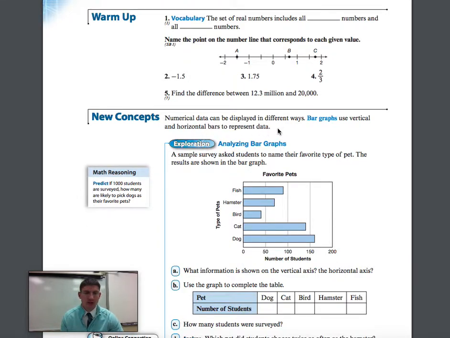Numerical data can be displayed in different ways. Bar graphs use vertical or horizontal bars to represent data. We learned that a bar graph shows a comparison of two different variables. So in this example, you've got number of students and type of pets, and specifically a bar graph allows you to take one of those variables, the type of pets, and turn it into multiple categories. Here's what you see happening here: dog, cat, bird, hamster, fish, and people filling out which of those is their favorite. Giving you this information, you can answer some questions.